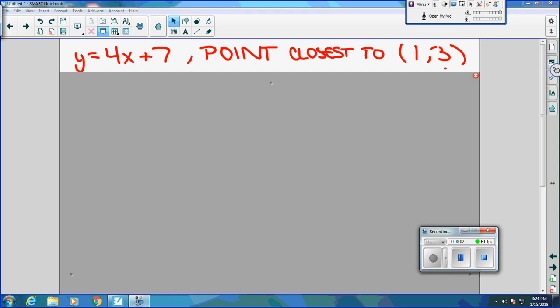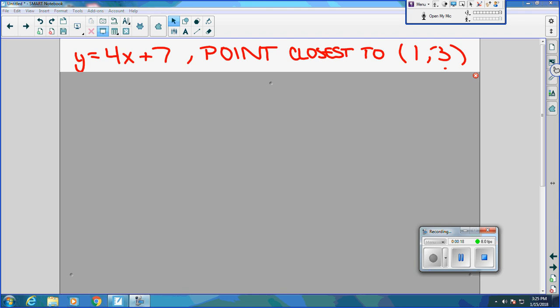All right, so calculus today, we're going to do a little optimization. We've got y equals 4x plus 7, and we'll let the point on the line closest to the point (1, 3). Now, when we solve this problem, we're not even going to graph it. We're going to try to do this without a graph, but picture a line with a point off.